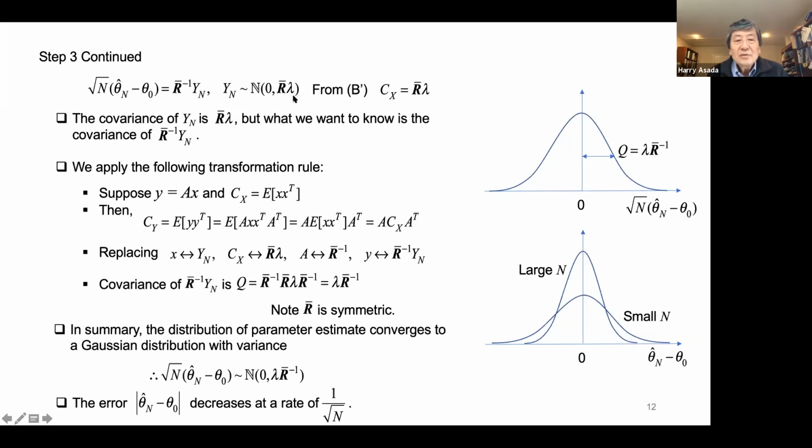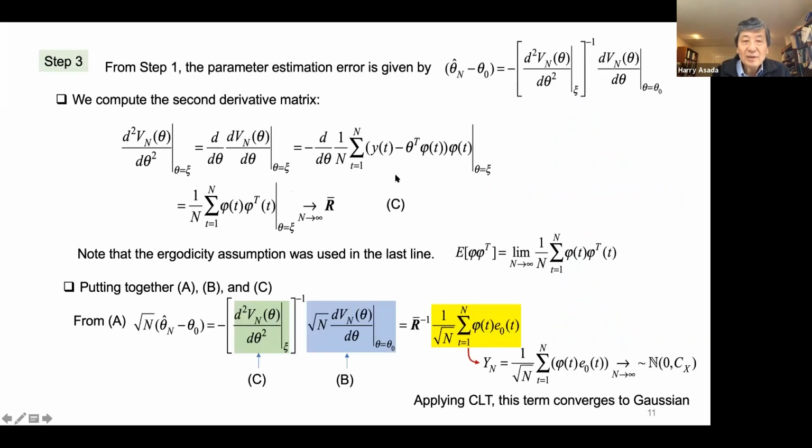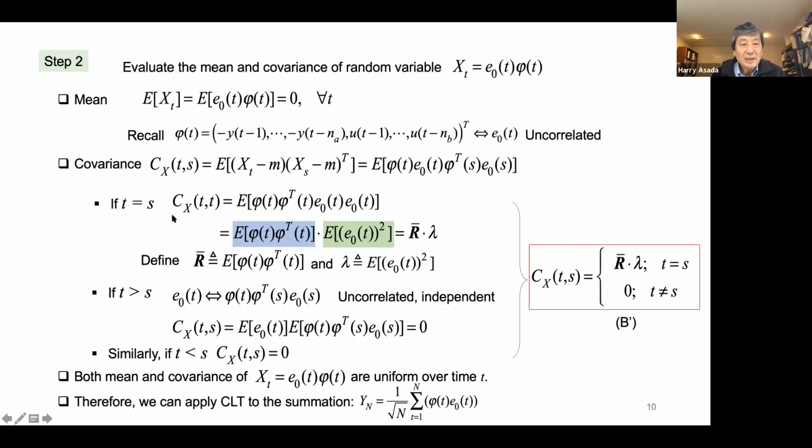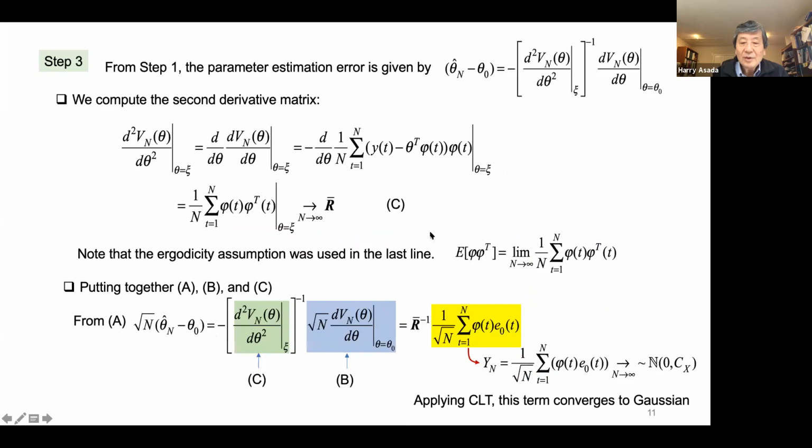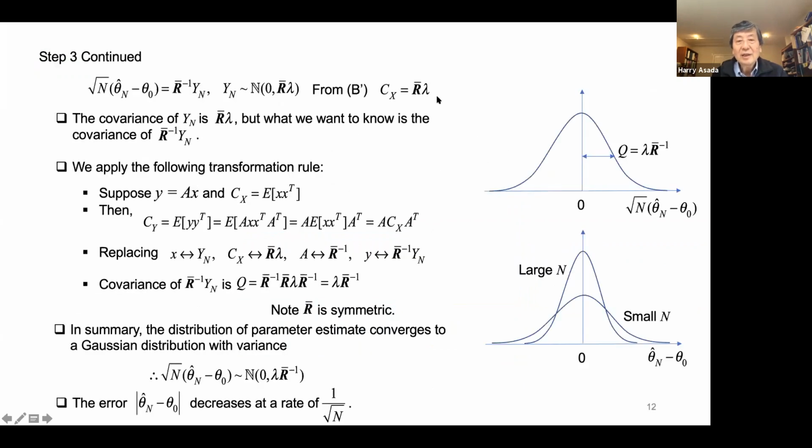Okay. So remember from B prime, let me just push back to that. Then we did it here. See, we compute this guy, right? And the T equals S, and so on, end up with the R bar times lambda. Lambda came from here. Remember that? So that's actually here, sitting here, R bar lambda. The covariance of yn is R lambda.